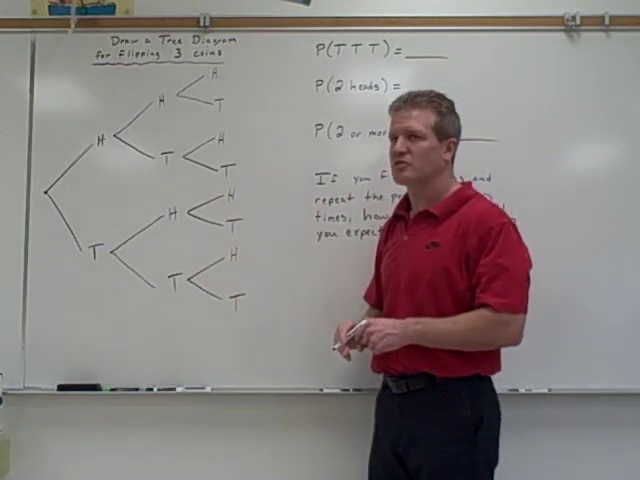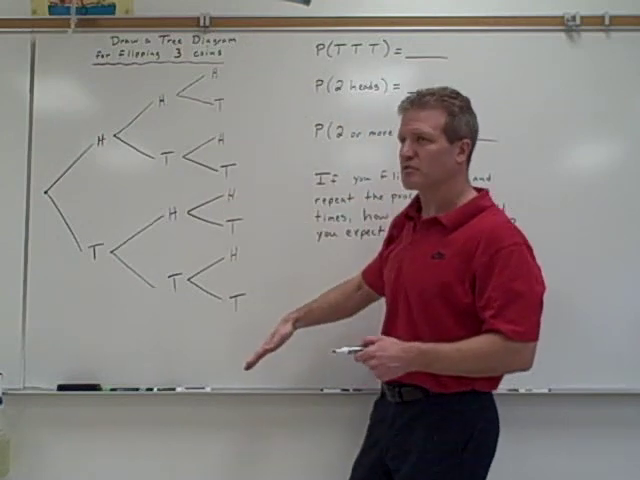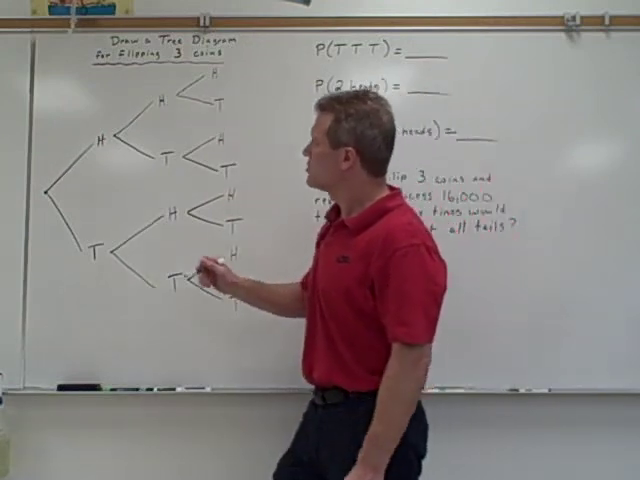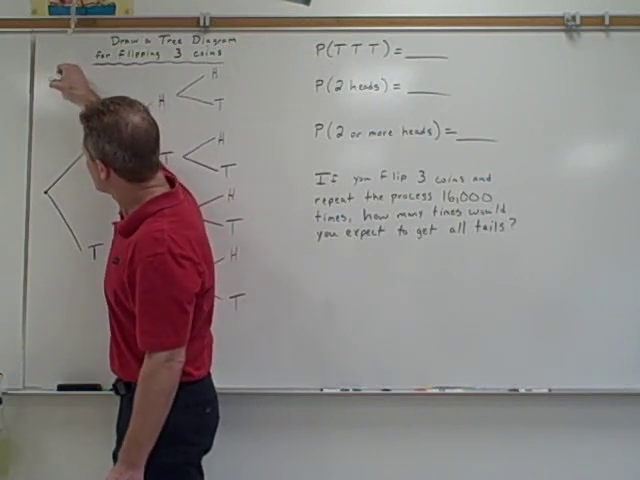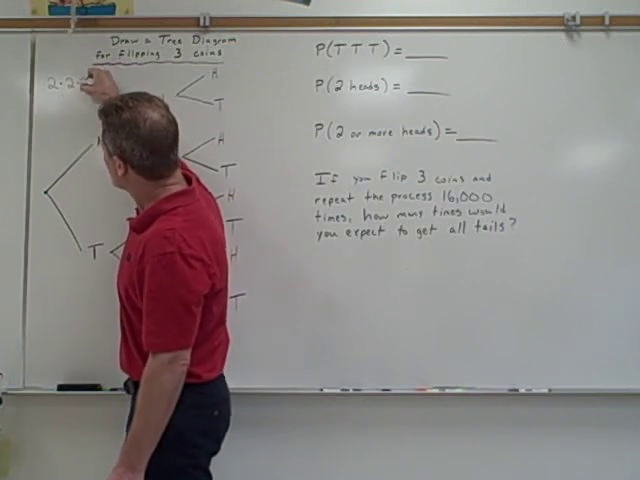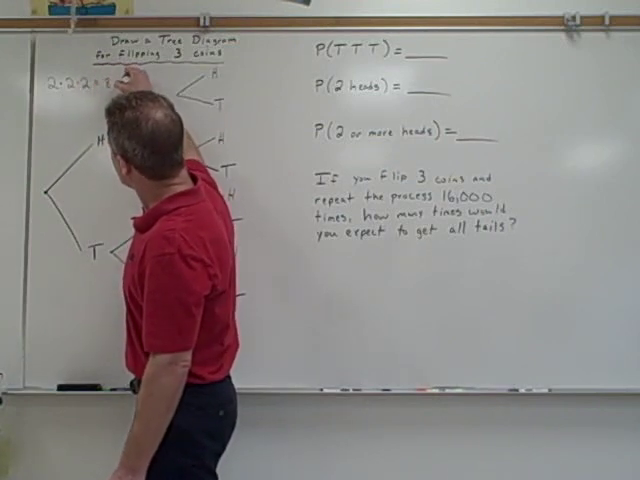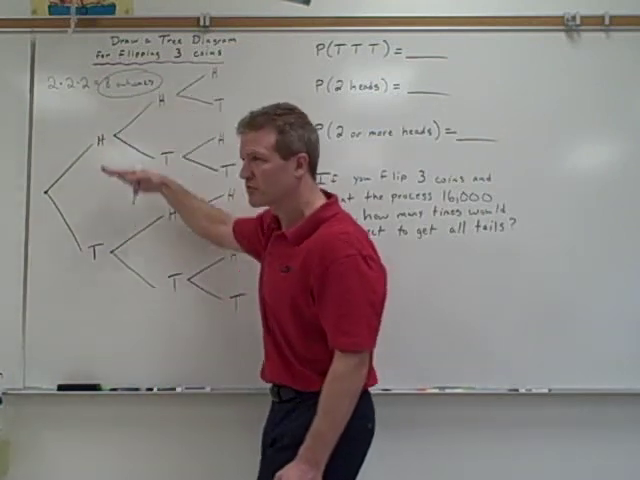So how many different outcomes do you see up there? If you count the branches, you'll know the outcomes. 8. Okay. Each time you flip a coin, how many options are there going to be? 2. So when you flip that first coin, there's 2 ways it can land. You flip the second one, 2 ways it can land. Flip the third one, 2 ways it can land. There's 8 outcomes. If they ask you to do a tree diagram, that's what they're looking for.